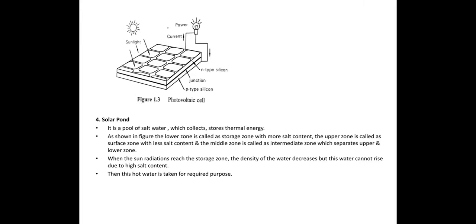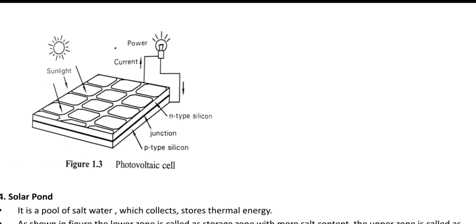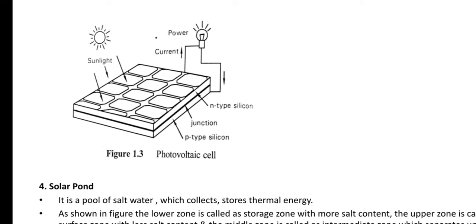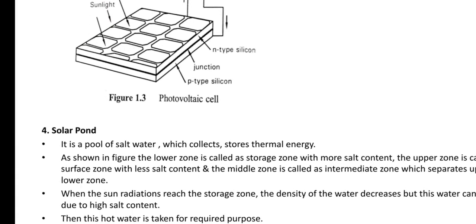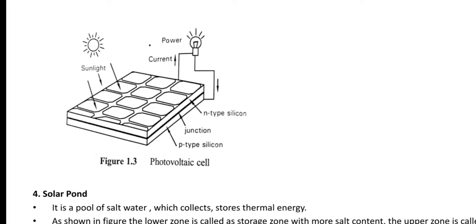See, from the diagram only you can get the idea. You see, this is the photovoltaic cell. Here this is the sun. When sun radiations fall on the semiconducting layers, basically there are two semiconducting layers. The upper one is known as the N type silicon layer and the lower one is known as the P type silicon layer. Sun radiations travel in the form of photons.